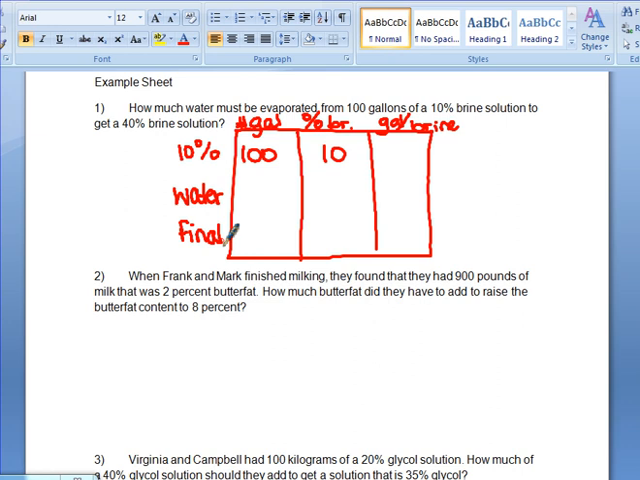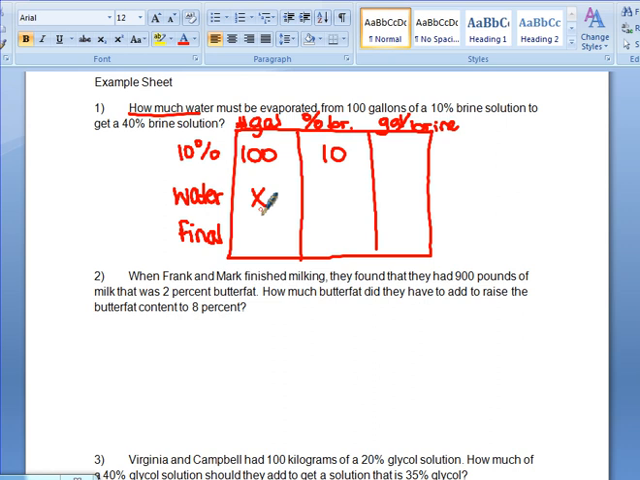Our second step is to choose the variables for our unknown. What are we looking for in this problem? Well, we're looking for how much water needs to be evaporated. So our variable is going to represent water. We're going to let x equal water. So if x is our water, now we can complete the chart.